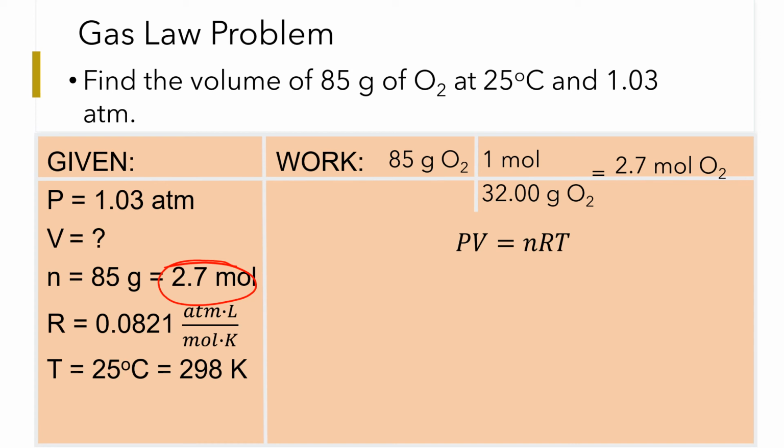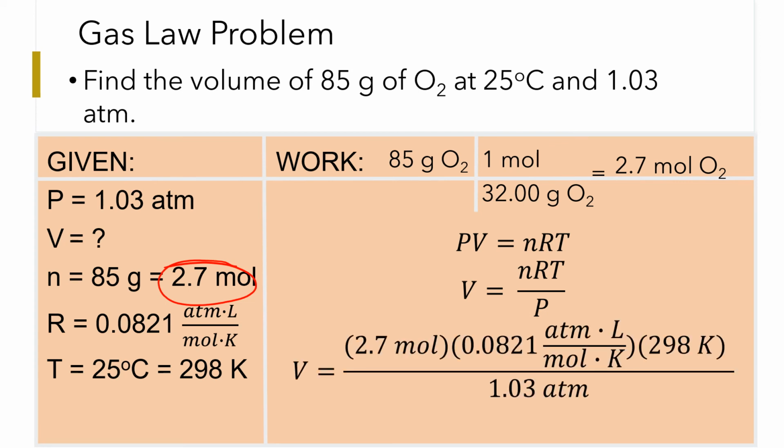We list our equation or formula, PV equals nRT. We need to get V by itself, so I simply divide P on both sides. Now I have V by itself, plug in the numbers. Again, the fun crossing out of units to get the correct unit at the end, which is liters, and I have 64 liters as my answer.